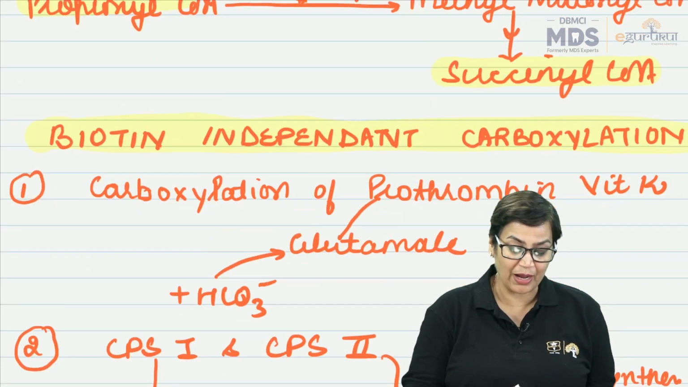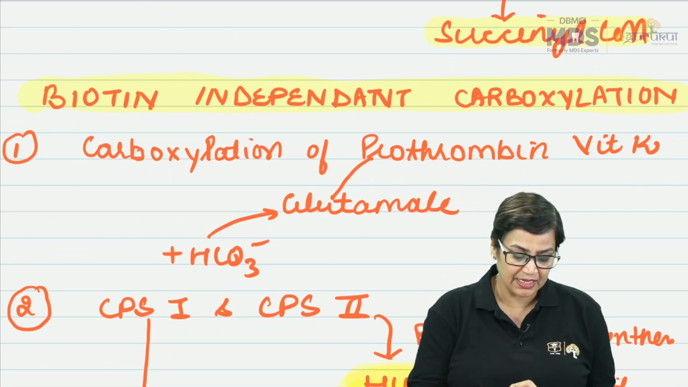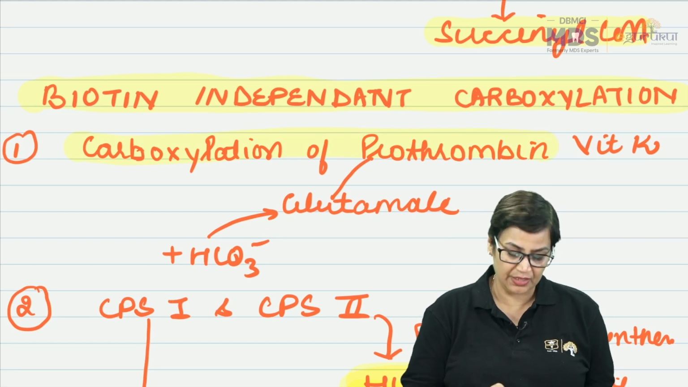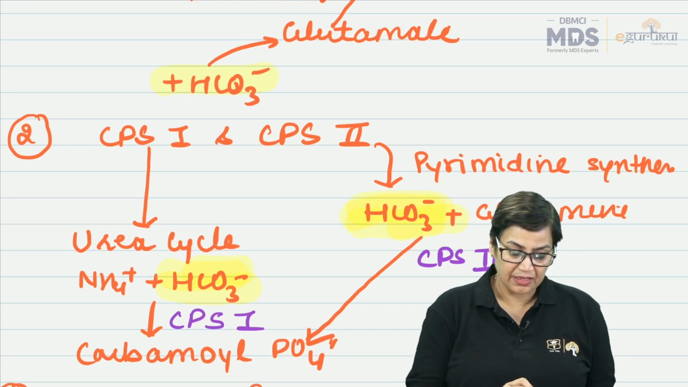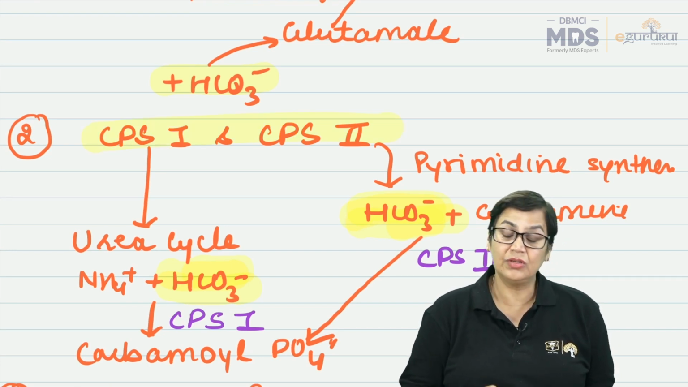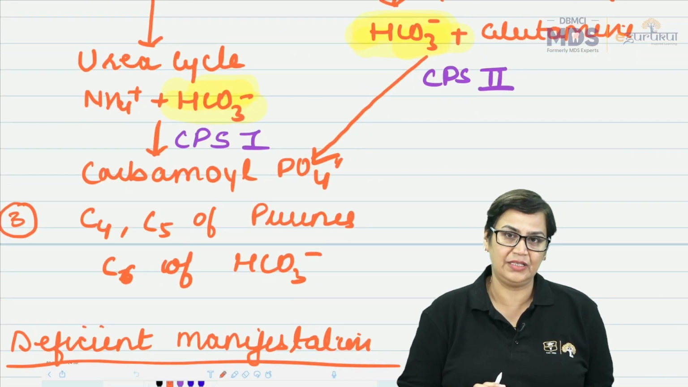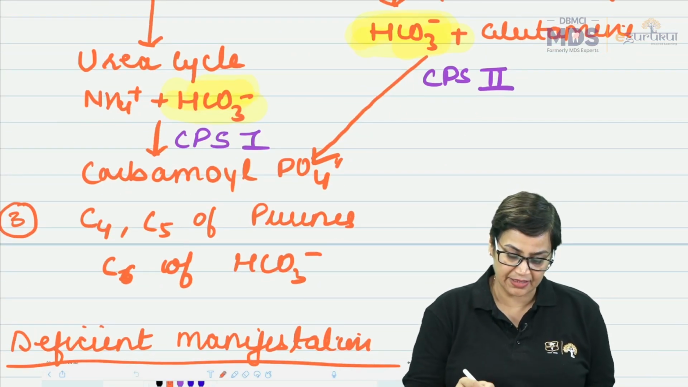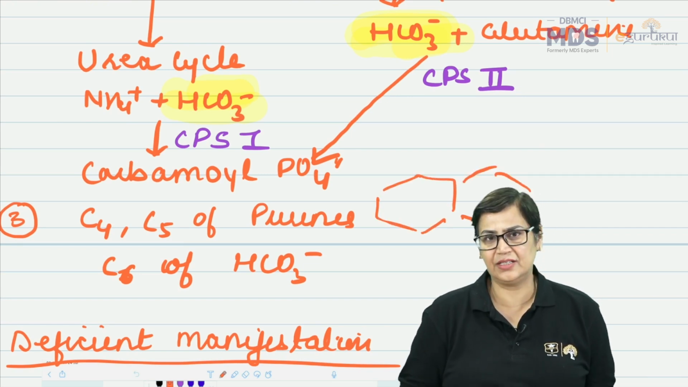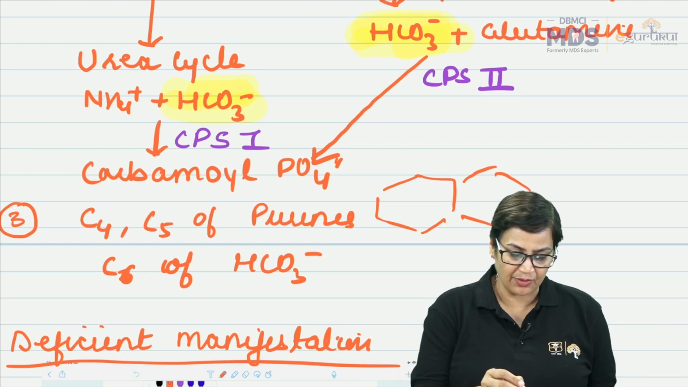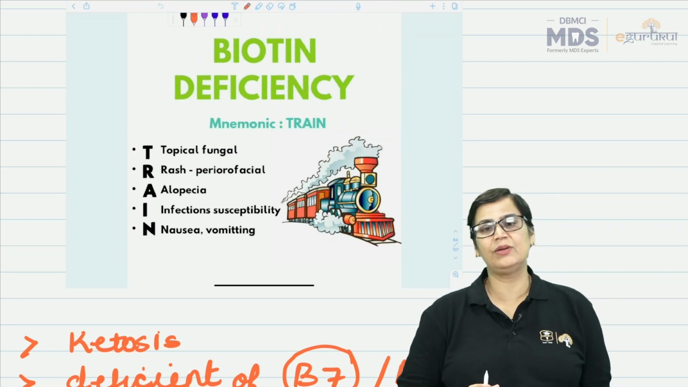Then I told you about biotin independent carboxylation reactions also. The most important one is carboxylation of prothrombin, as you can see. Then CPS1 and CPS2, very, very important. And then comes the synthesis of purines, because de novo synthesis is there, that we have already discussed.